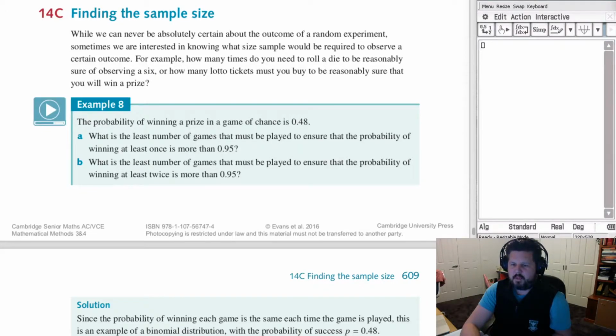Alrighty, welcome back to Year 12 Mathematical Methods. We're looking at 14C, finding the sample size today.